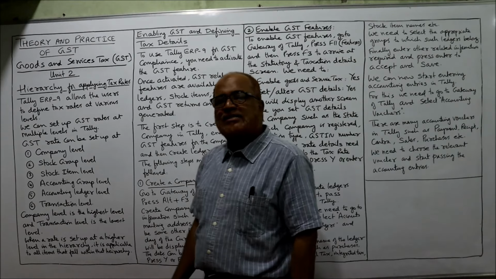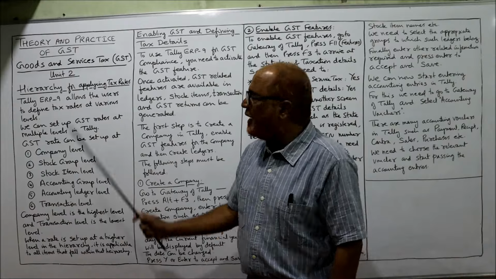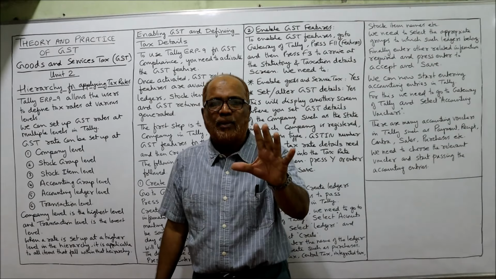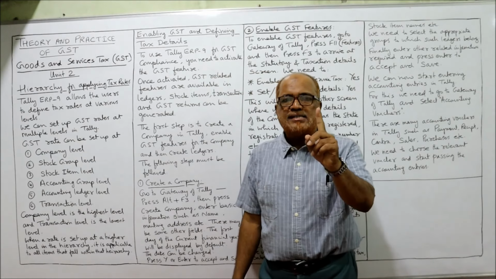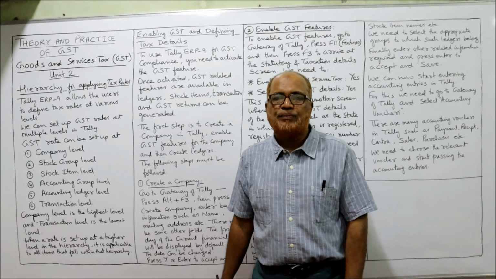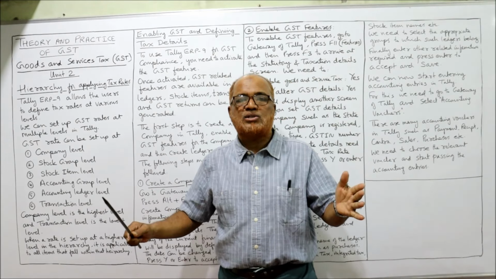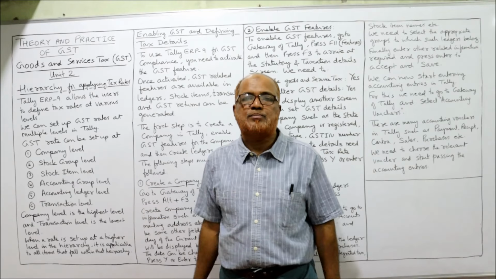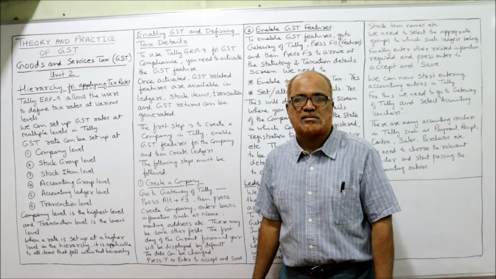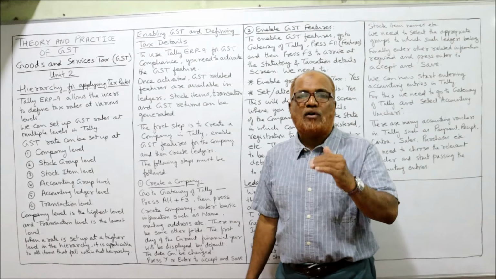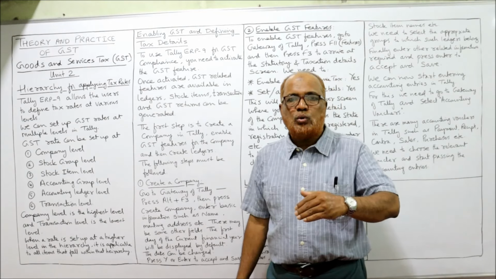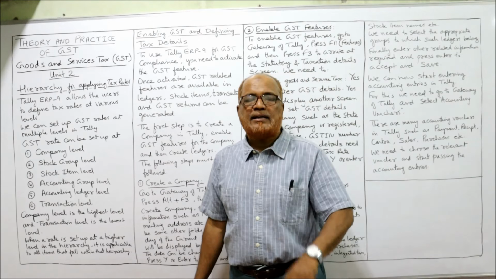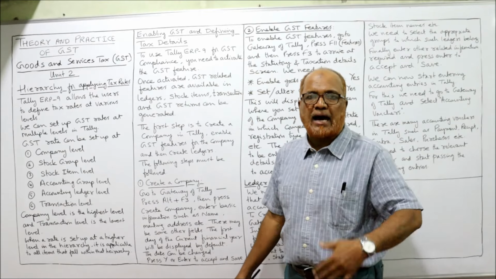Now, first, we'll start with hierarchy for applying tax rates. Remember one point. There is not a single tax rate for GST. We have different tax rates of GST on different types of goods and services. So there is a hierarchy of tax rates. That means how to implement the tax in GST. So what is the hierarchy?